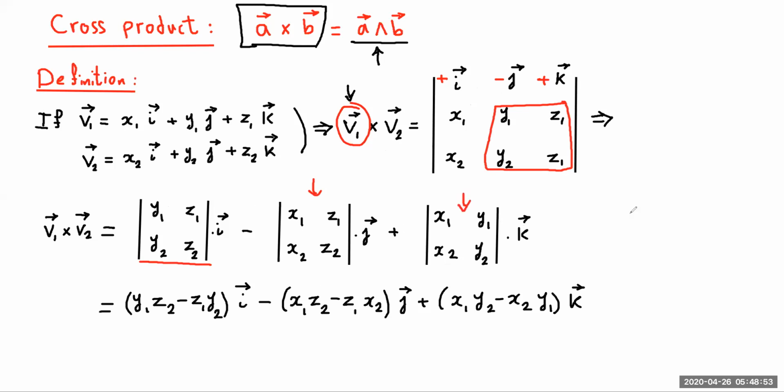If we calculate, remember that any determinant like this, a, b, c, d, is ad minus bc. So y1 z2 minus z1 y2, etc. So this is the formula of the cross product.